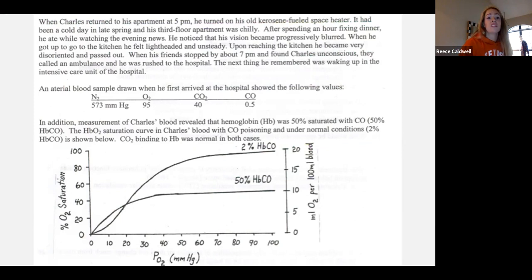His friend finds him and brings him to the hospital, and there they do a blood gas analysis. So they do an arterial blood gas analysis, and that's what we have here. They take some blood from the arteries and they will analyze the pressure of each of these gases: nitrogen, oxygen, carbon dioxide, and carbon monoxide. With that, we can use this chart to figure out what's going on with Charles. We can take some more information. So let me go to this.